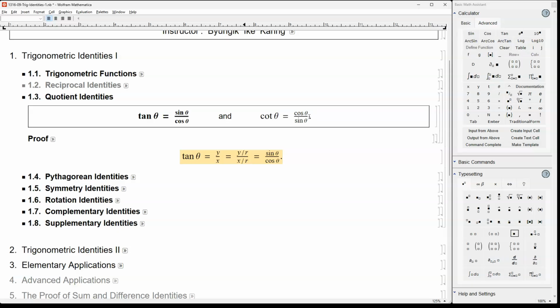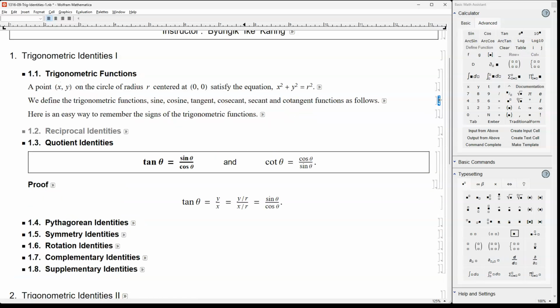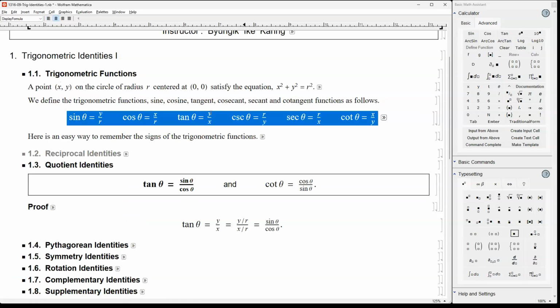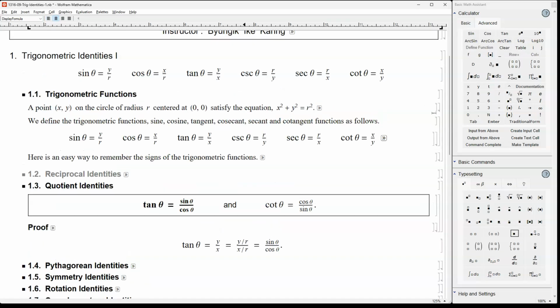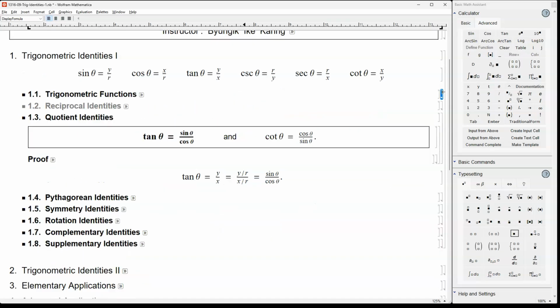Stop the playback and try the same to prove this one. Remember the definition of cotangent function, cosine function, and sine function. In case you forgot, there you go, the definitions of trigonometric functions. Okay, did everybody get it?